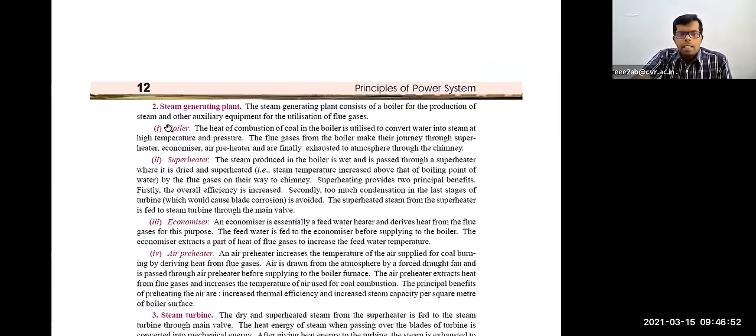Okay, so what is the need of the boiler here? The heat of combustion of coal in the boiler is utilized to convert the water into steam at high temperature and pressure. The flue gases from the boiler make their journey through the superheater, economiser and air preheater, and finally exhaust to the atmosphere through the chimney.